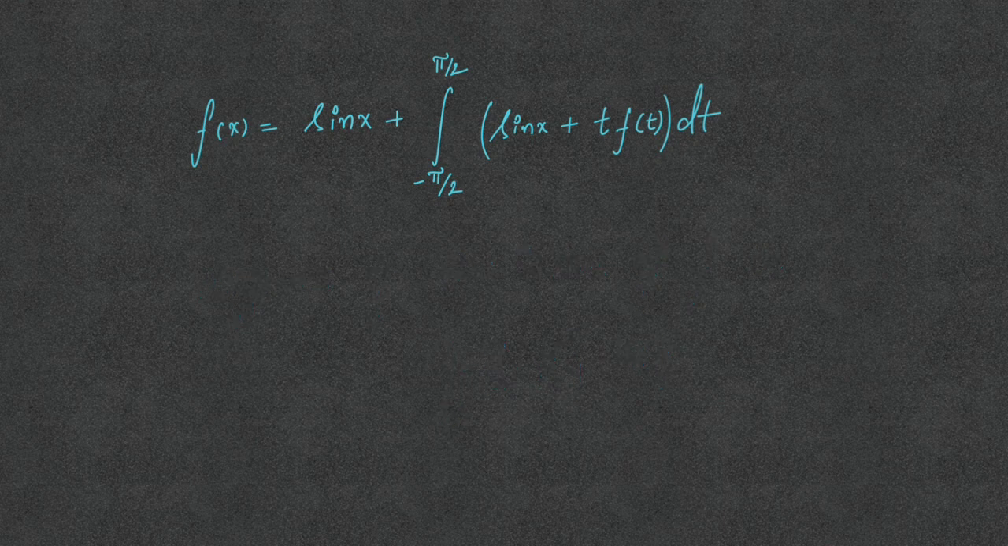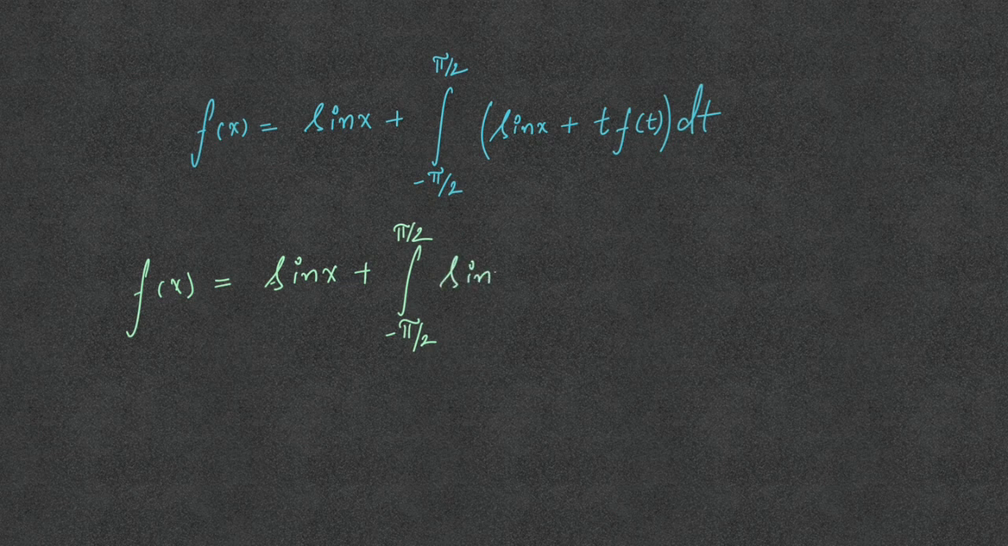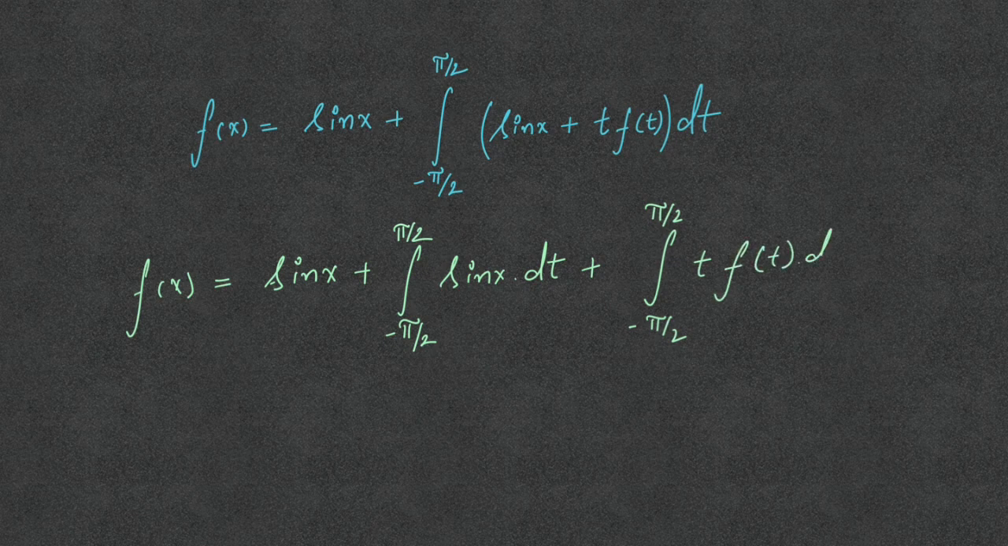Let's define the function. So f(x) is equal to sin x plus integration from minus pi by 2 to plus pi by 2 of sin x with respect to dt plus integration from minus pi by 2 to plus pi by 2 of t into f(t) dt. Sin x is a constant because here we are integrating with respect to t.